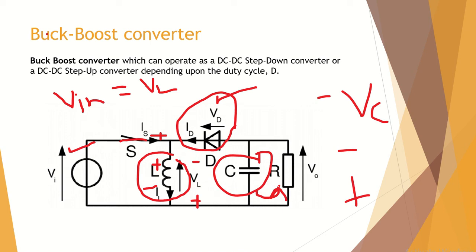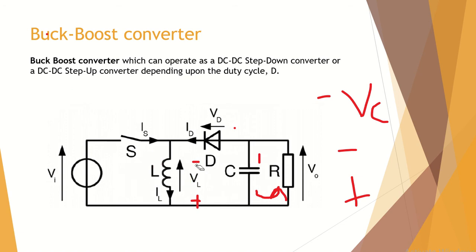The current will flow in from the negative terminal of the load. I hope this point is clear to you. So it's a very simple circuit. If you understand the buck converter and the boost converter, that is not a problem. The only thing is, in the buck boost converter, our output polarity is reversed.